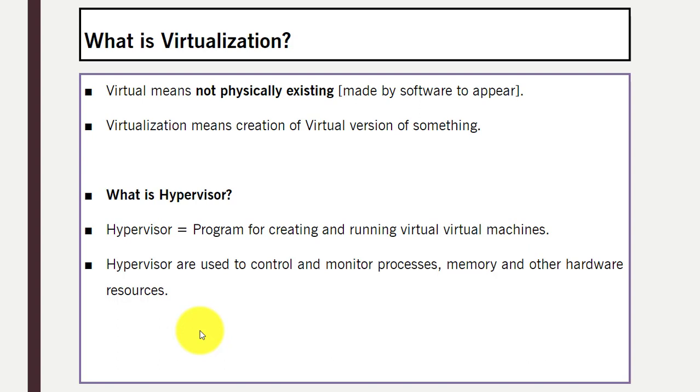So what is virtualization? Something that does not exist physically. So using software we are creating a virtual environment for the users, that is the virtual version of something, and for this we are using a hypervisor. A hypervisor is a program. Using this program you can create and run virtual machines, and you can also control and manage the different processes, memory and hardware resources.